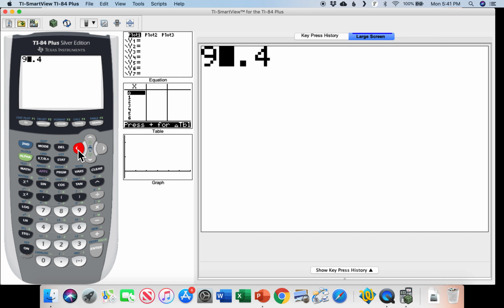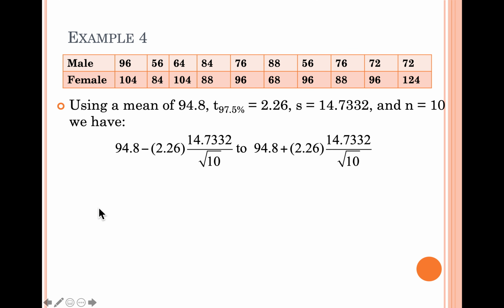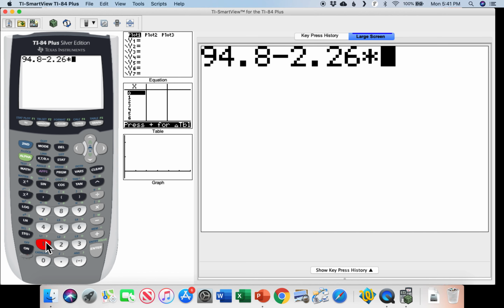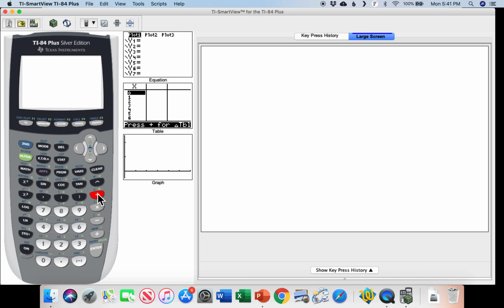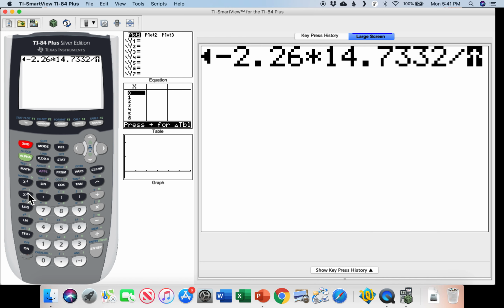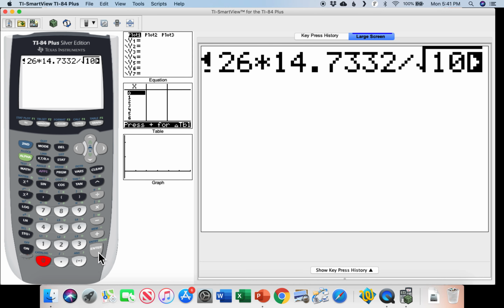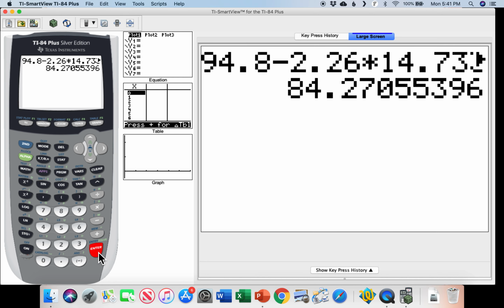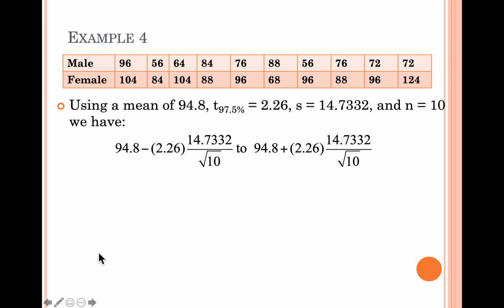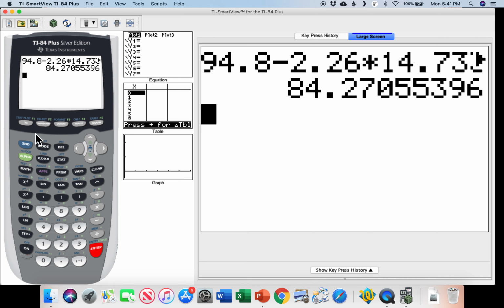94.8 minus 2.26 multiplied by 14.7332 divided by the square root of 10. 84.27, and I believe we're going to keep it rounded to 2 decimal places.